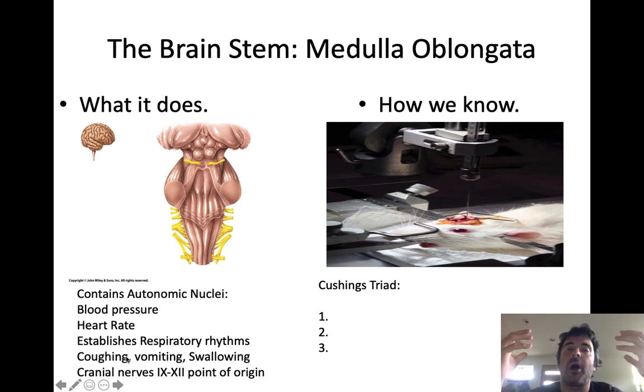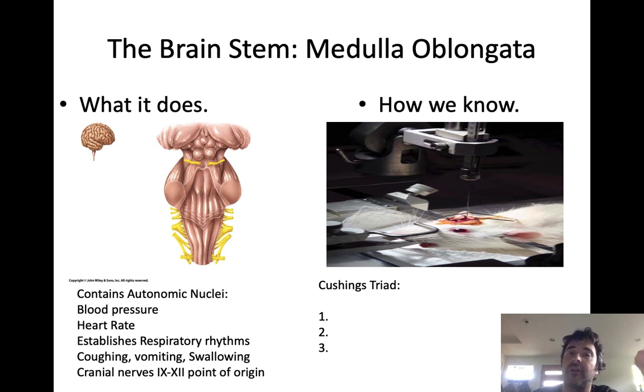Nuclei for functional tasks like coughing, vomiting, swallowing are also located in here, so that's another thing to keep in mind. But think autonomic nuclei. Think of those functions that we carry out without even thinking about them, that our body is maintaining day in and day out. Another thing about the medulla oblongata, because it's essentially at the point that the spinal cord becomes brain, is all ascending and descending tracts have to pass through the medulla oblongata.